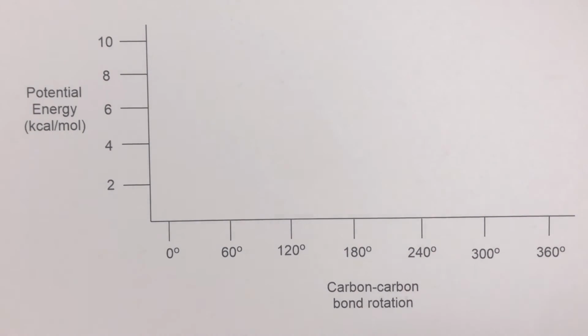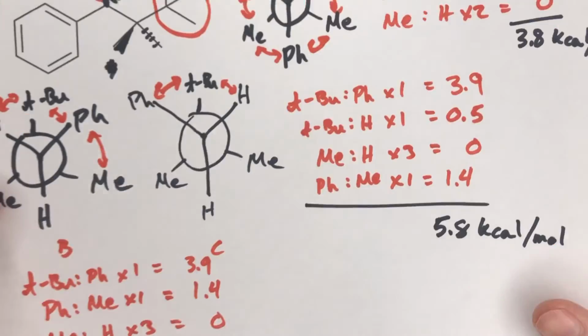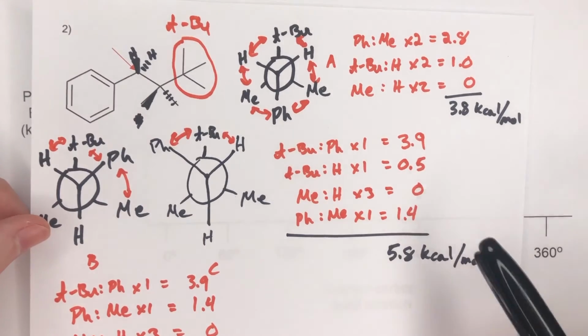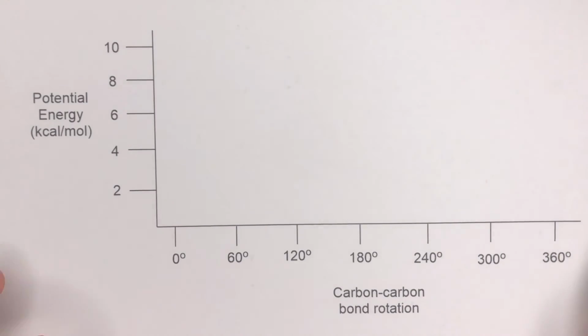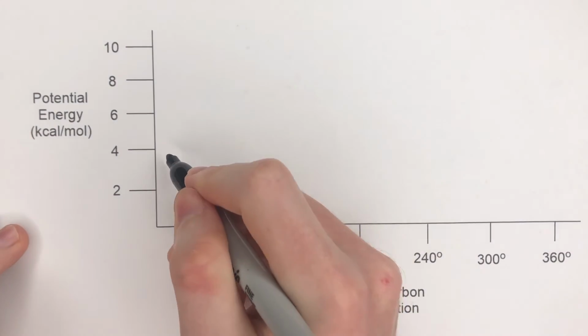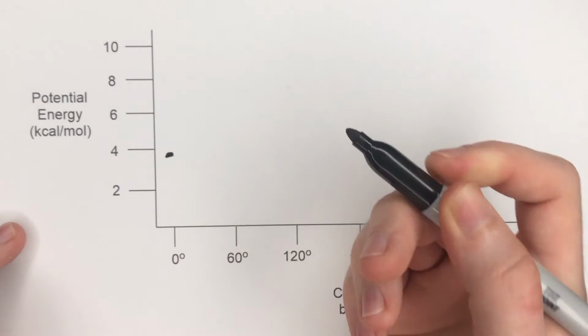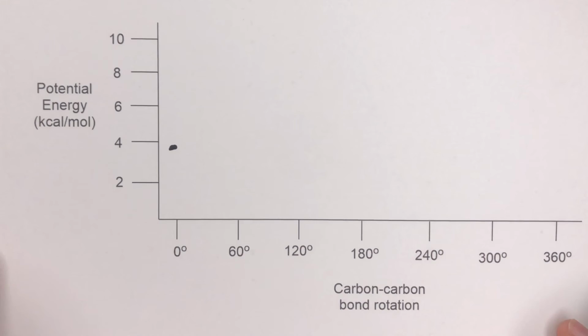So if we go back to the staggered conformations, which one's the most stable, we see that it was A that has this anti that's 3.8. So we'll start here then. This is 3.8, just below the 4 there. This is A.